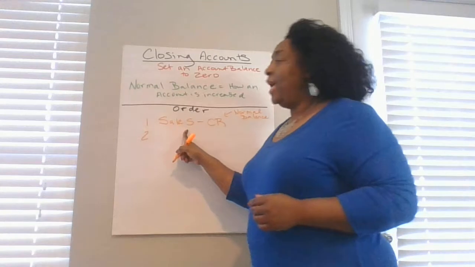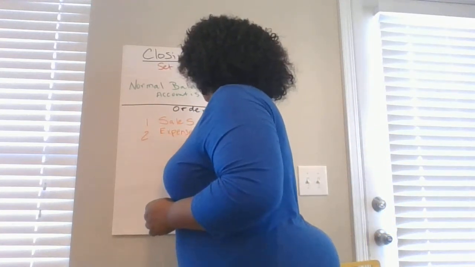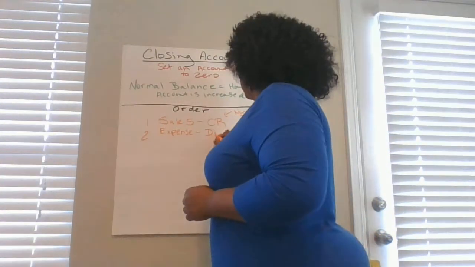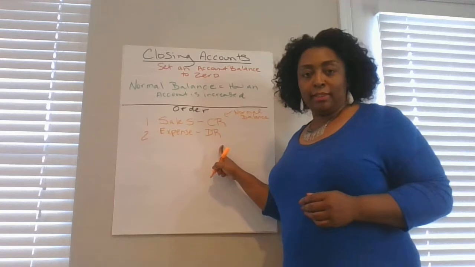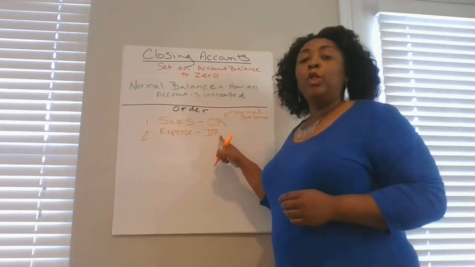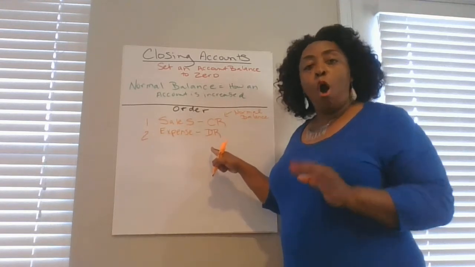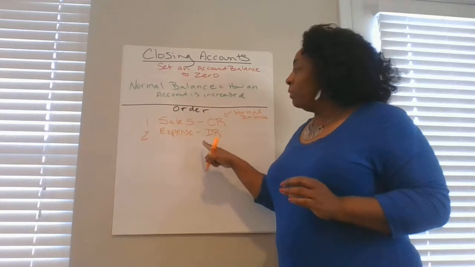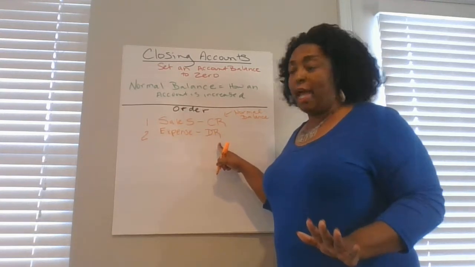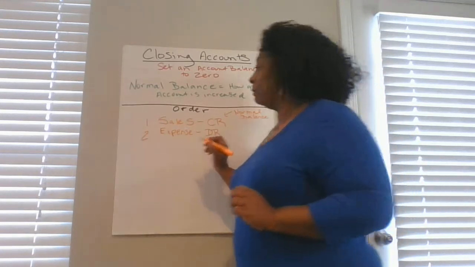Then after we close sales, we close expense accounts. The normal balance of expense accounts is debit. So if we're going to close the expense accounts, we would credit all of the expense accounts. Notice I said all. We have many expense accounts, so in order to close them, we would credit each expense account.